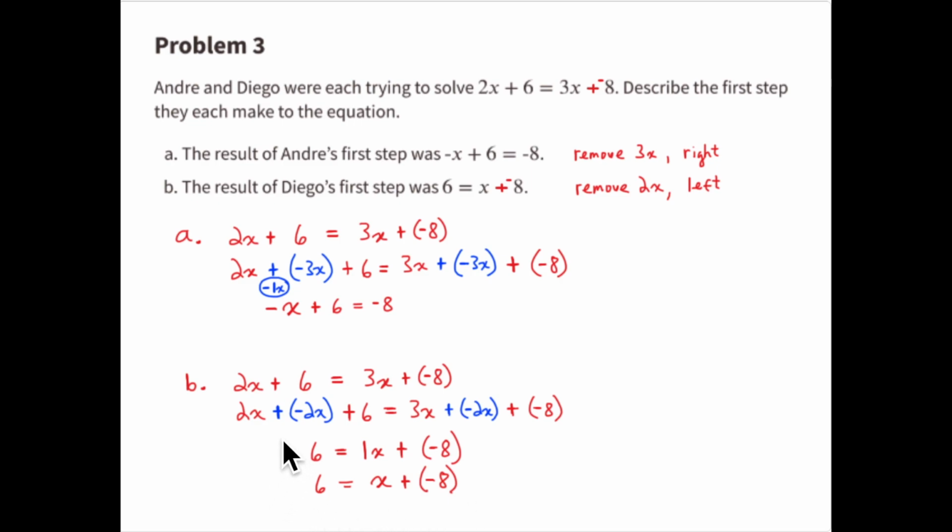And again, I could have written 0 plus 6 right here. And then this is 6 for this last step.